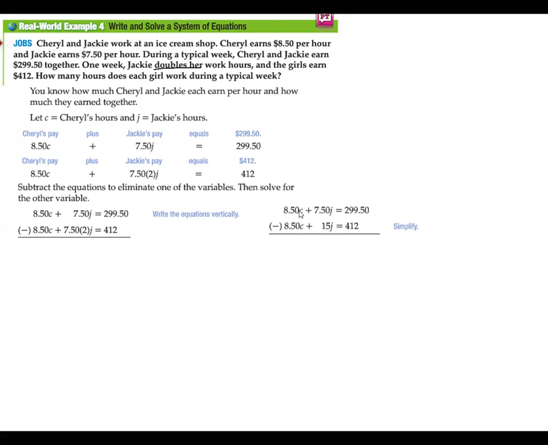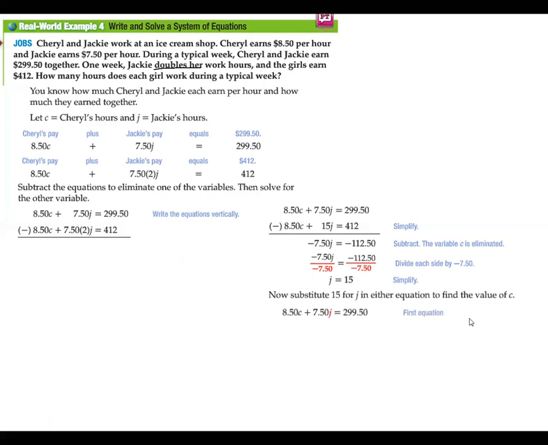Now, since the 8.50C is the same in each one, I'm going to use elimination with subtraction to cancel those. So if I subtract, I would get negative 7.50J equals negative 112.50. Divide by negative 7.50, and you get J equals 15. So Jackie equals 15 hours. Now substitute that in either equation to solve for C. So I'm going to substitute it in the first one times 15. Then you're going to subtract the 112.50, divide by 8.50, and you get C equals 22.